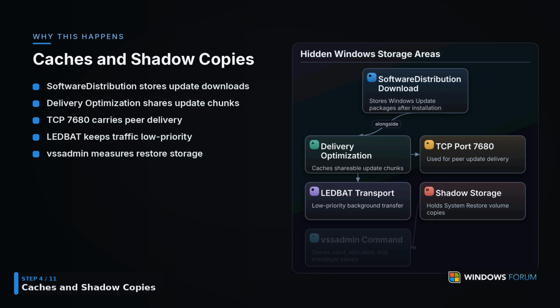System Restore is separate. It stores restore points as volume shadow copies, and vssadmin shows exactly how much shadow storage is used, allocated, and allowed.